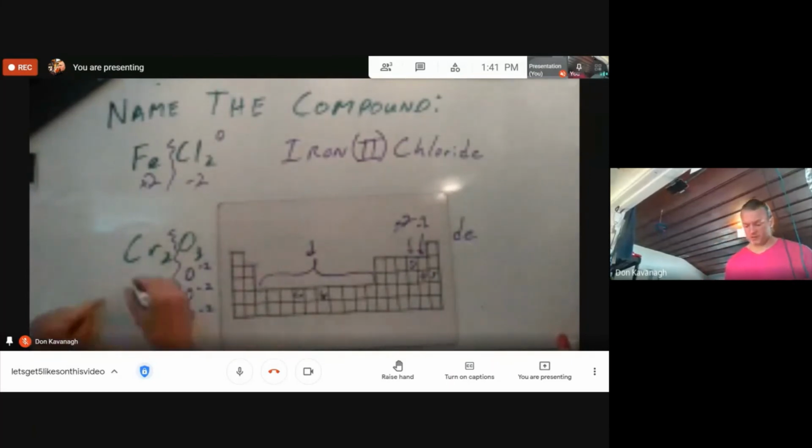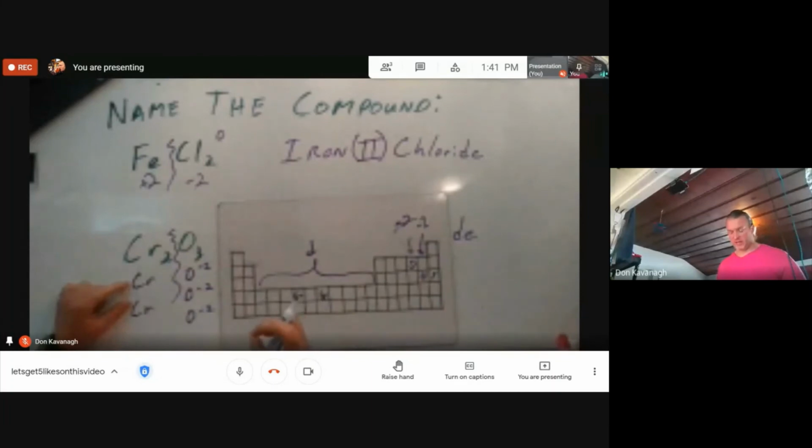Chromium, we have 2 chromiums. Now, these 2 chromiums are going to be equal in their charge. So they're both going to be pluses because they're both metals. And so it's plus question mark, plus question mark. And they have to cancel out the -6 over here.